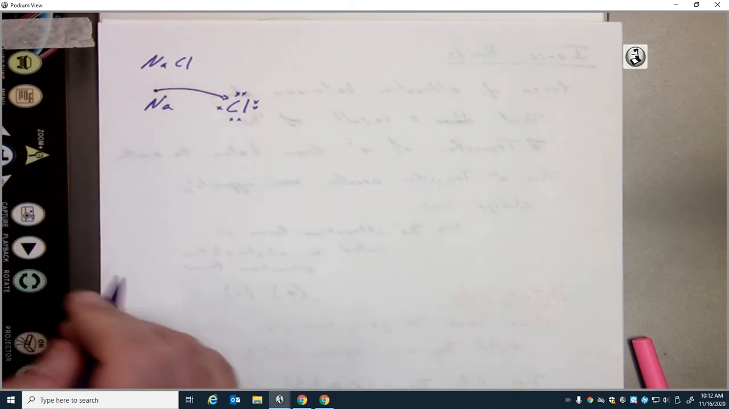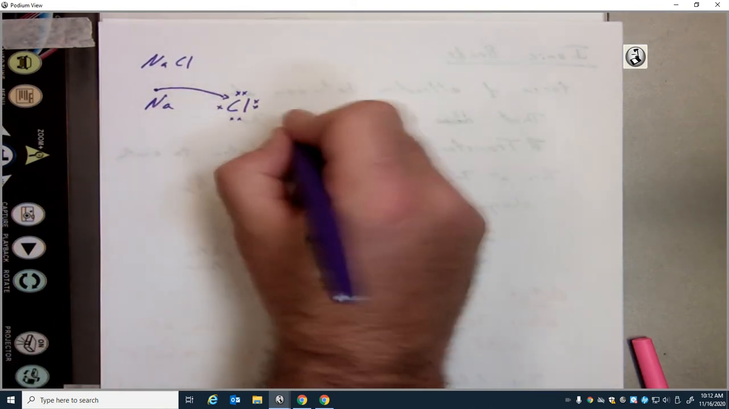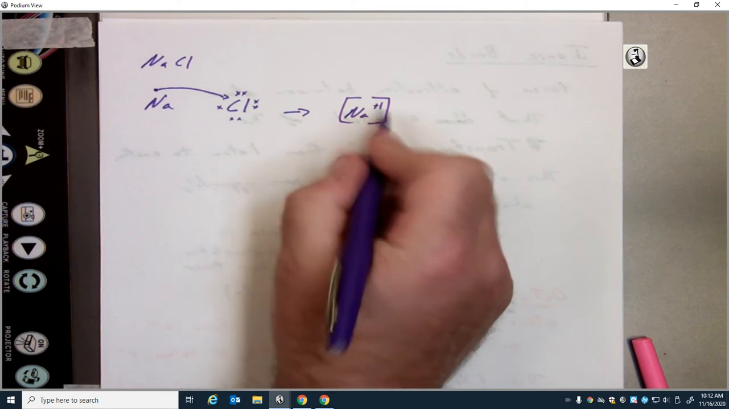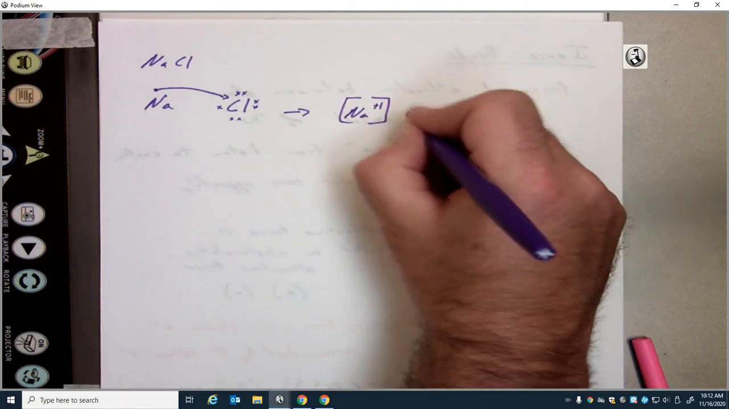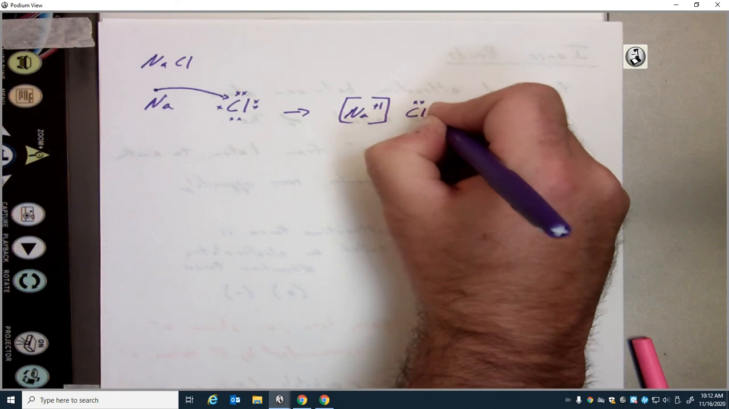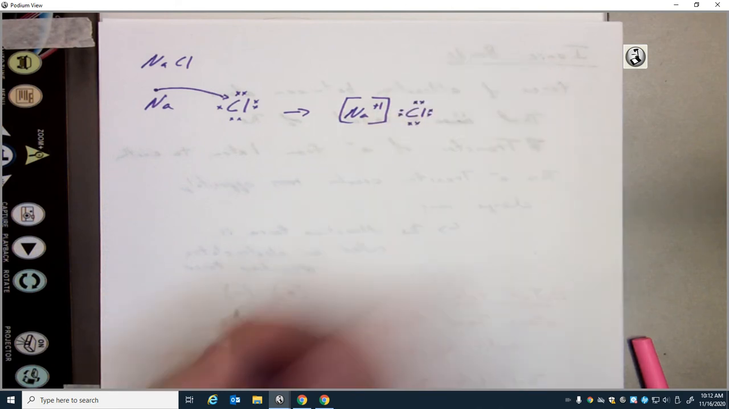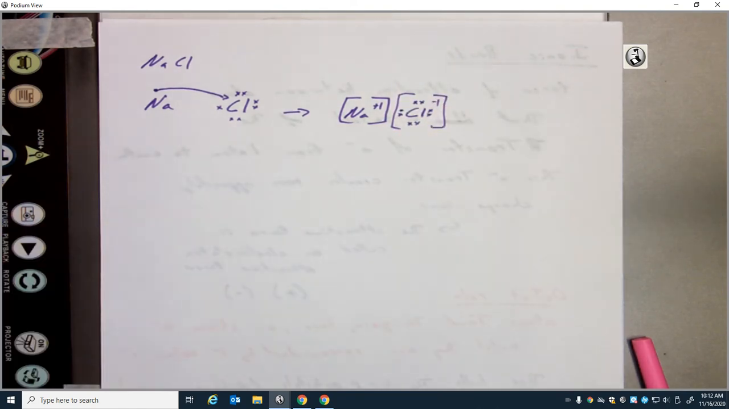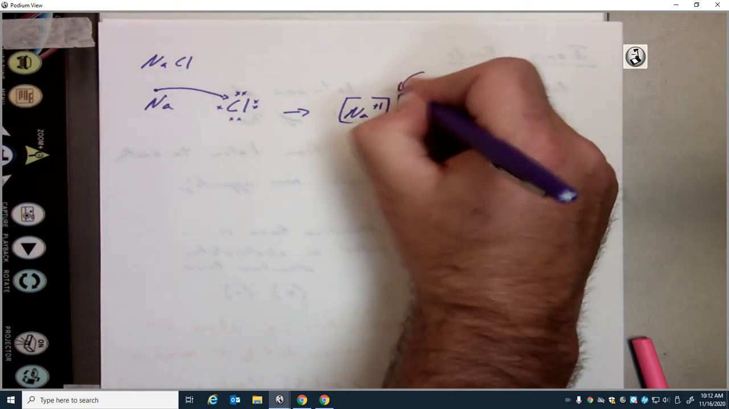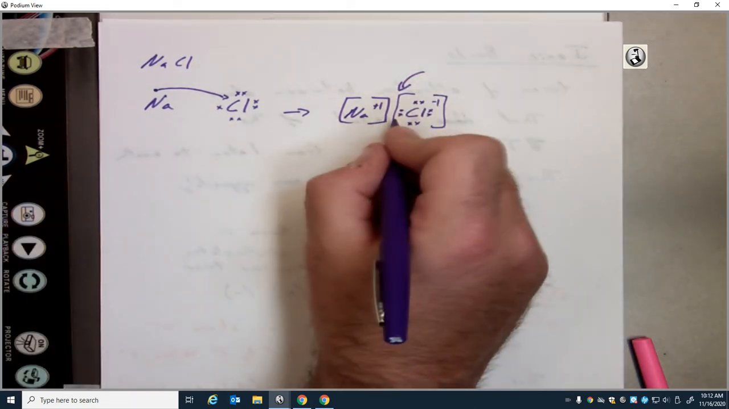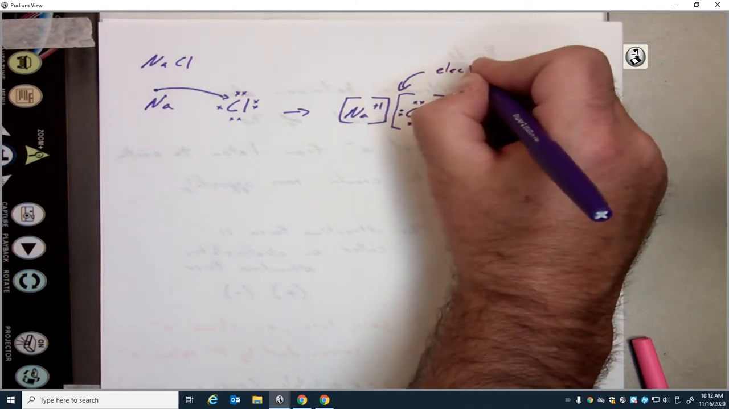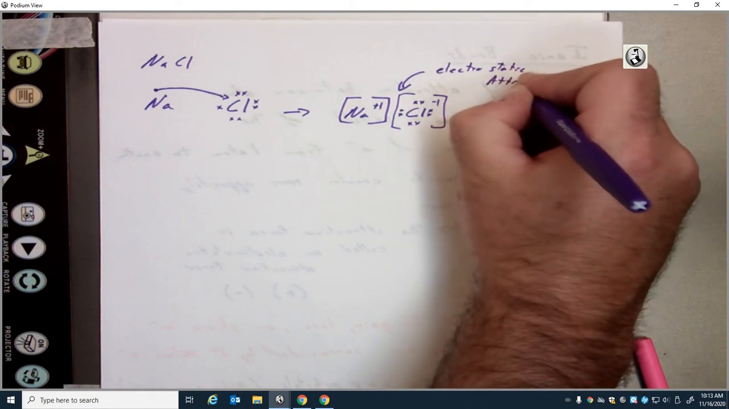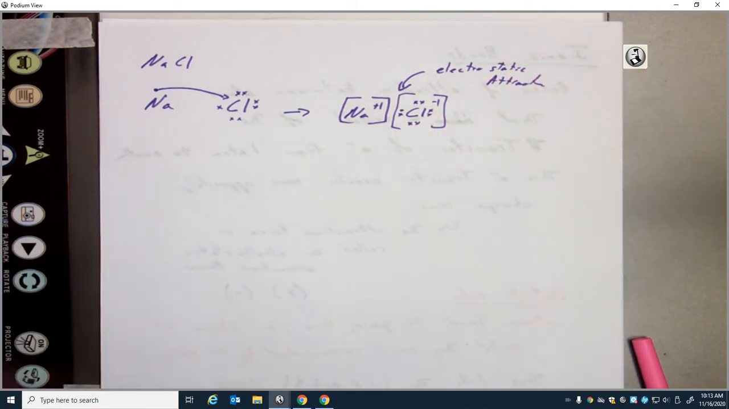The sodium is going to donate that electron right here. It's going to pair up. So sodium gets a +1 charge. And remember, we don't fill in the electrons around the sodium. The chlorine is going to gain that electron. Right here, it's going to pair up. It's going to get a -1 charge. Now, this is held together by an electrostatic attraction. The positive is attracted to the negative.